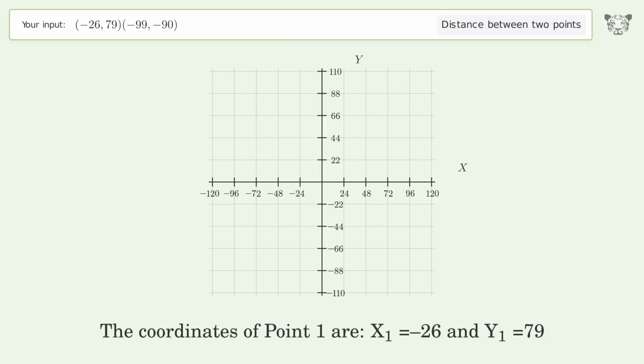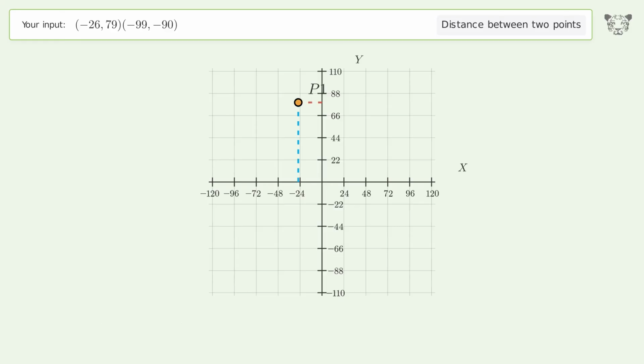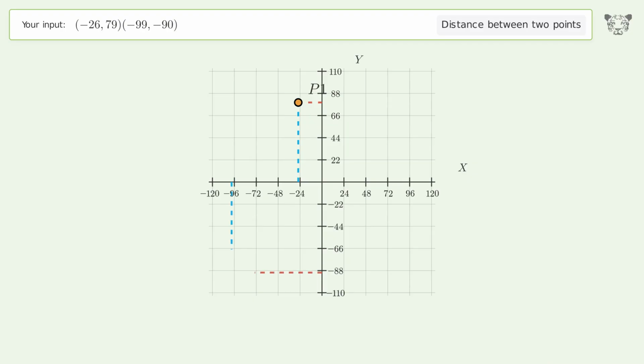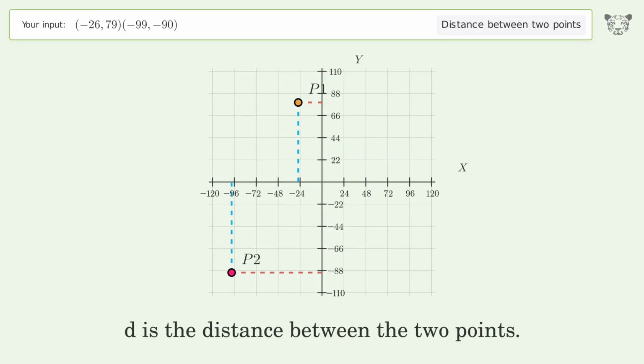The coordinates of point 1 are x1 equals -26 and y1 equals 79. The coordinates of point 2 are x2 equals -99 and y2 equals -90. D is the distance between the 2 points.